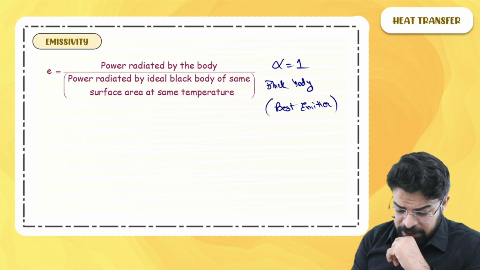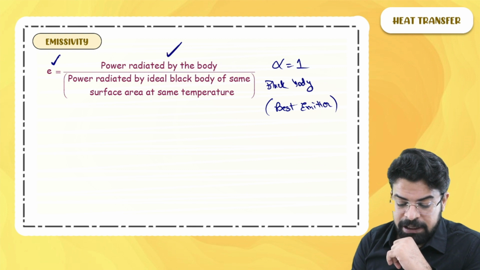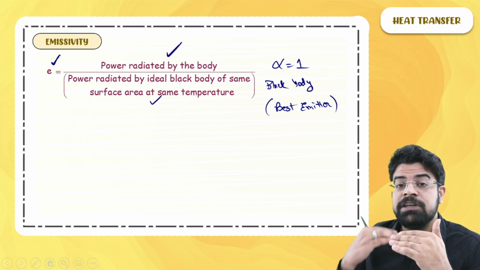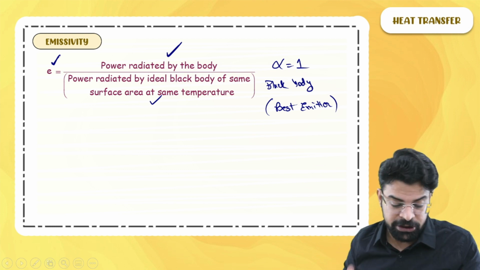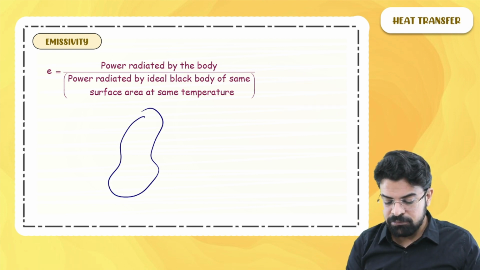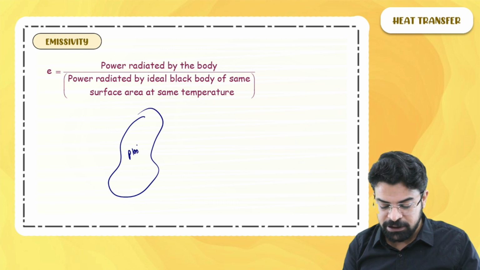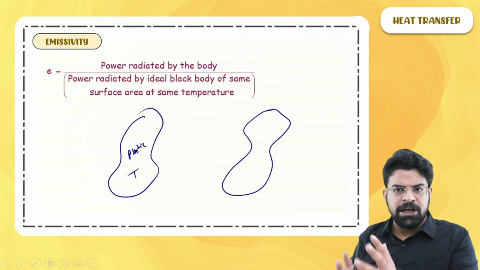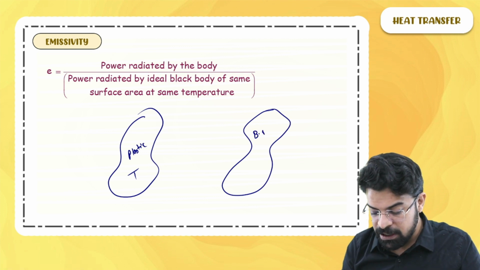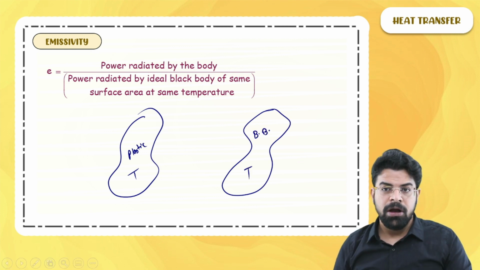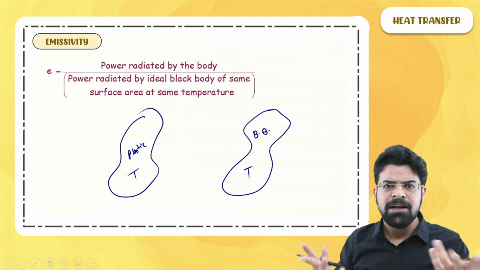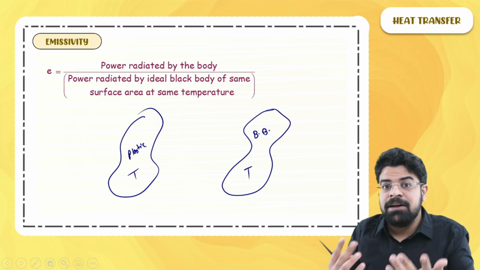Now, we know that emissivity is the power radiated by the body upon the power radiated by an ideal black body of same surface area at same temperature. If you have a body, let's say made up of plastic or something at temperature T, and you have an identical, same shape, same size, black body at same temperature. Tell me, out of these two, which one is the better absorber? Sir, ideal black body. So which one is the better emitter?